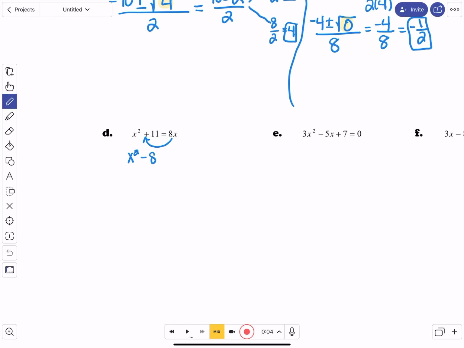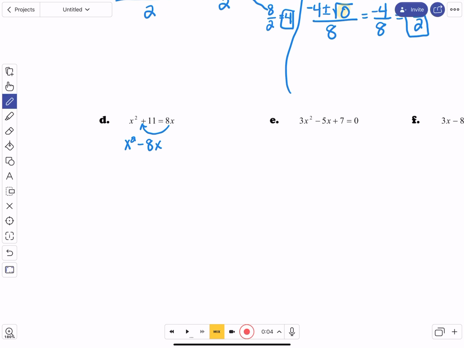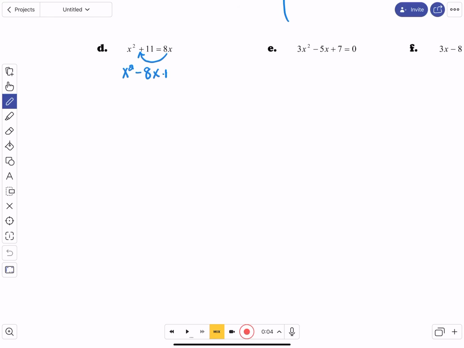So minus 8x, let me slide this up, plus 11 equals 0. All right, so if I plug in, here's A, B, C. Remember, A is 1. So x equals negative, since B is negative 8, that's when I like to use parentheses, plus or minus the square root of B squared, since it's negative, put it in parentheses, minus 4 times A, which is 1, times C, which is 11, all over 2 times A.